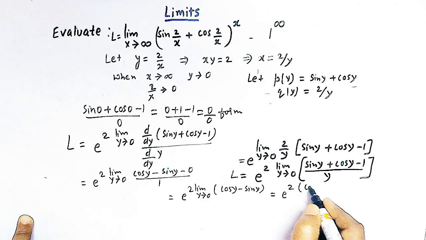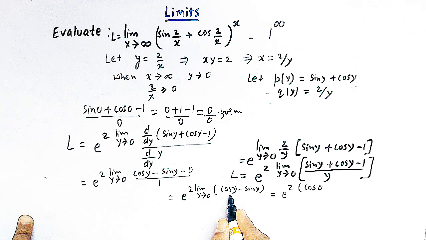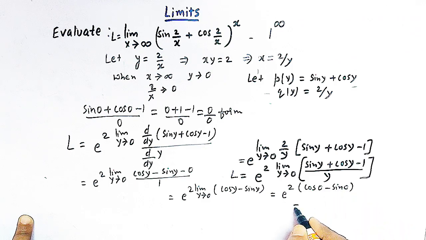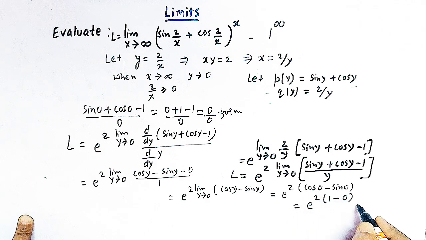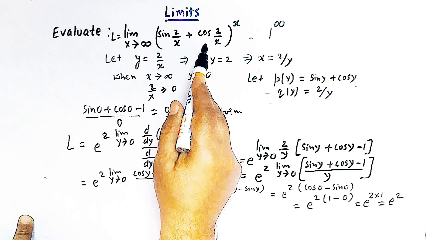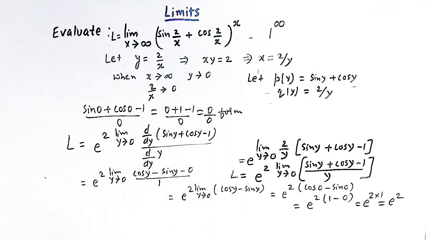So here we can now take y equal to 0. So we have cos 0 minus sine 0. So this is e raised to 2 times, cos 0 is 1, sine 0 is 0. So this is e raised to 2 times 1, that is e square, right? So the value of this limit is equal to e square.